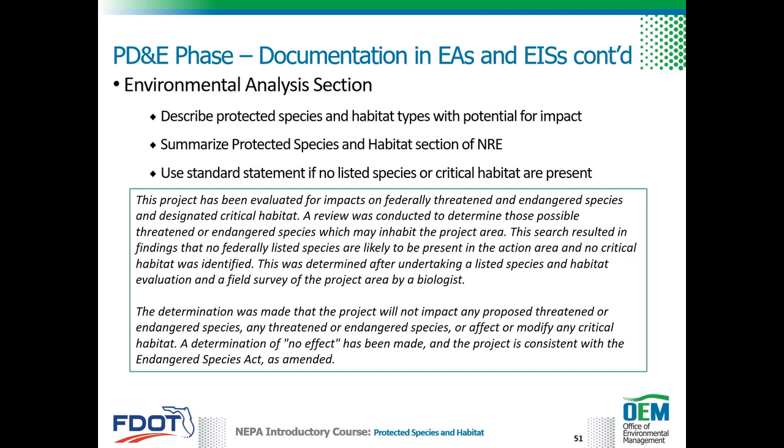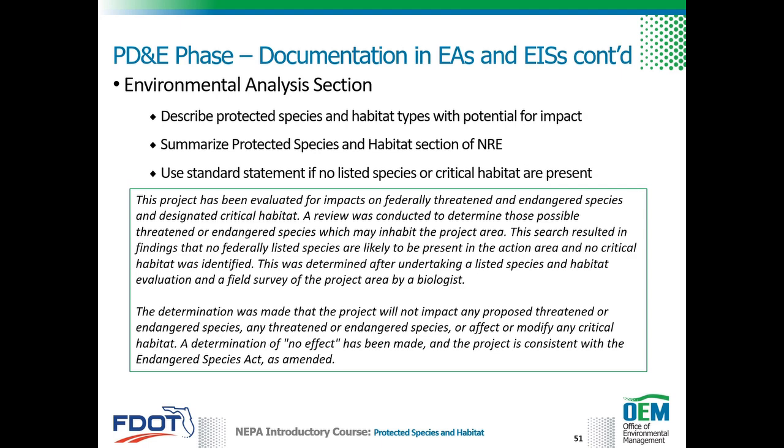The results of this section should be used in the alternatives matrix of the Preliminary Engineering Report, or PER. Please see Part 2, Chapter 3 of the PD&E Manual for more information about the PER. The appropriate standard statement must be included in the environmental analysis section of an EIS or EA if federally endangered or threatened species or critical habitat are not present in the action area.